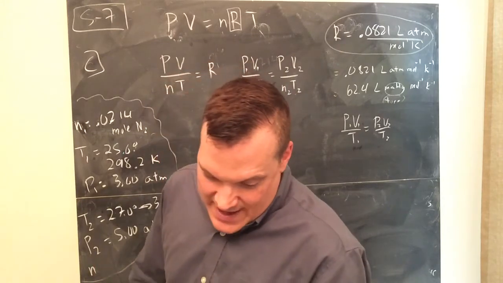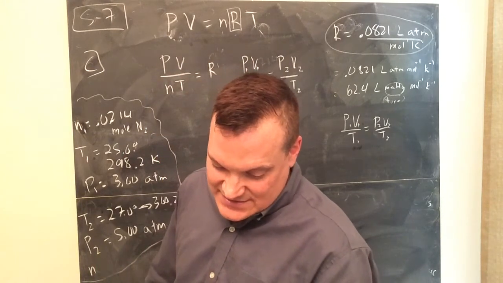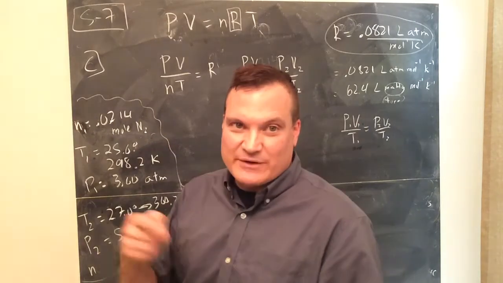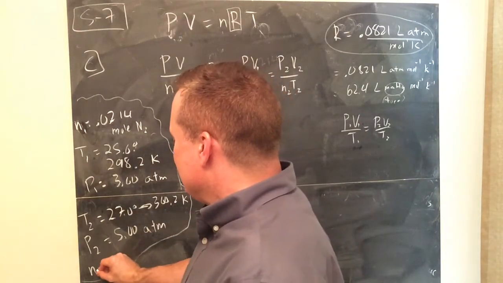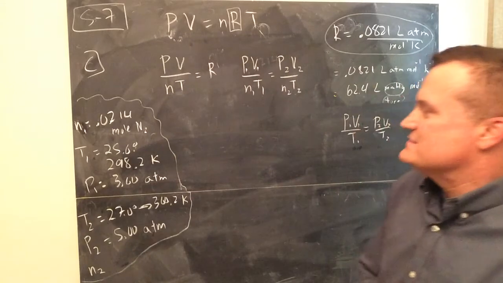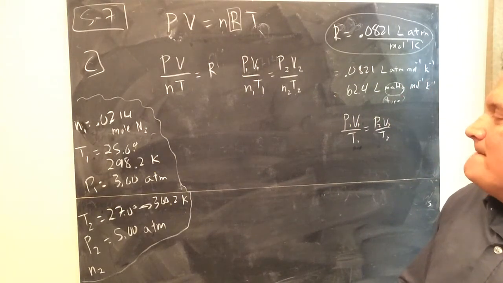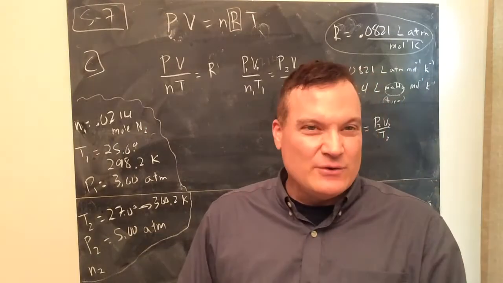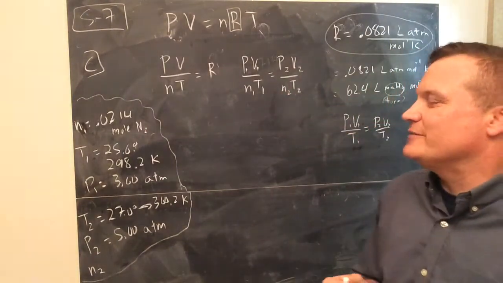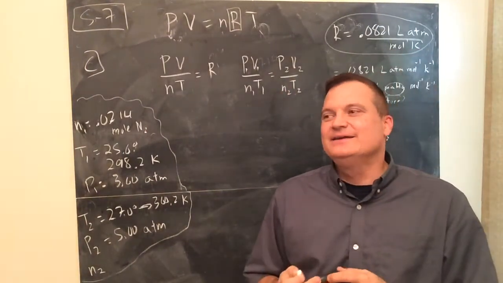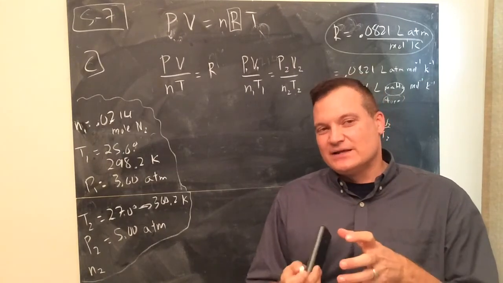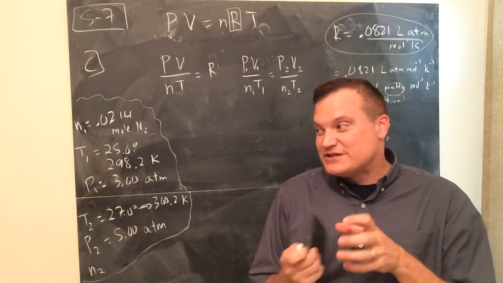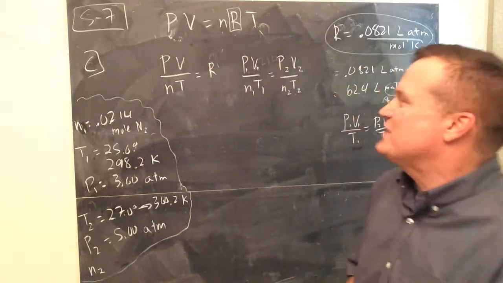They want to know how many moles of nitrogen gas, what's the total number of moles that were in this cylinder. So that will be N2. Now, notice they didn't give you one thing here. They didn't give you volume. Why is that? Because it's in a steel cylinder, a rigid container, and the volume should not change.